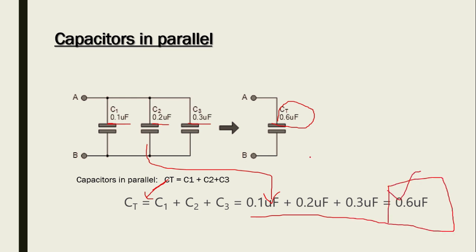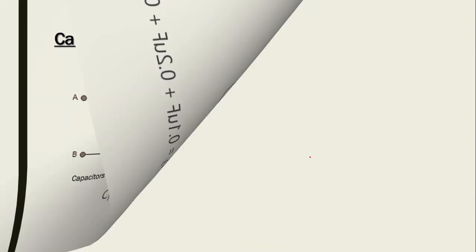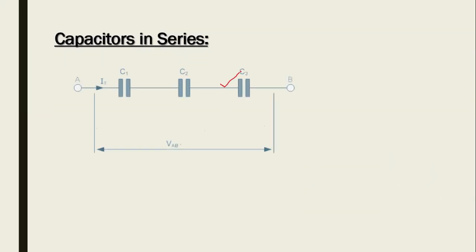Now let us discuss capacitors in series connection. Let us consider this circuit diagram where capacitors C1, C2 and C3 are connected in series and the potential difference is VAB. Now if we want to find the equivalent capacitance of these three capacitors, it is given by 1 upon CT, that is the equivalent capacitance, equals 1 upon C1 plus 1 upon C2 plus 1 upon C3. If we have n number of capacitors, then it will be up to 1 upon Cn.